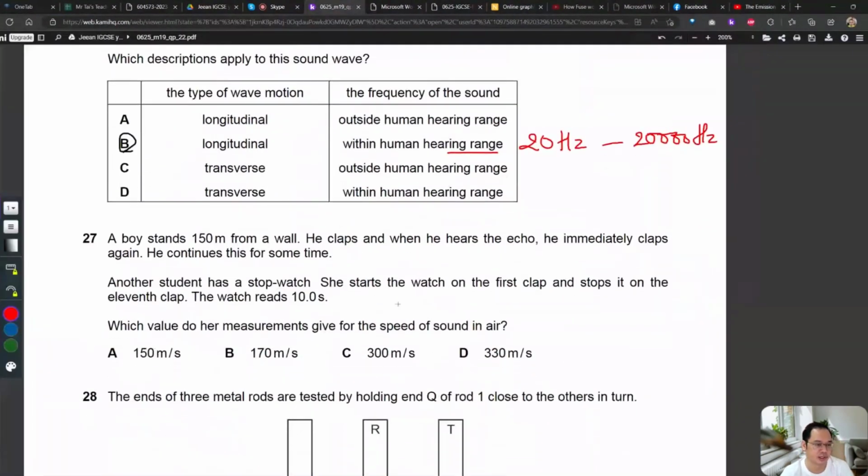Question 27: a boy stands 100 meters from a wall. He claps and hears an echo. He immediately claps again and continues for some time. Another student has a stopwatch. He starts it at the first clap and stops it at the 11th clap. The watch reads 10 seconds. Which value does her measurement give for the speed of sound in the air? Think about it. Determine the period, and then take the distance and divide by the period. You get the speed.